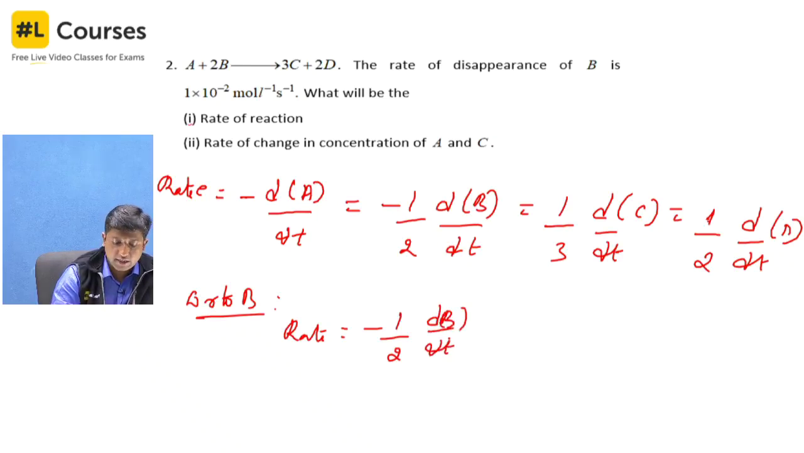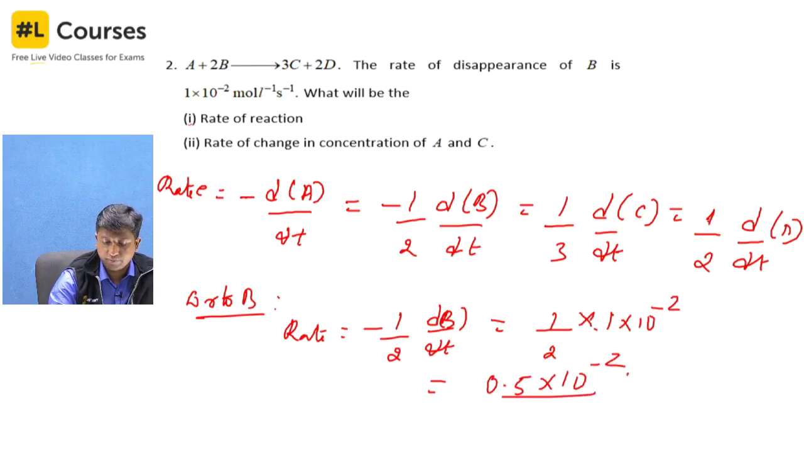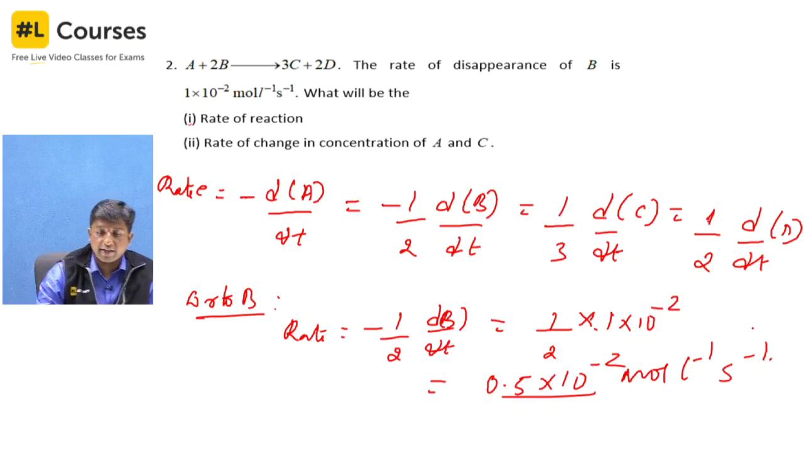that is the change in the concentration of B by dt, which will be equal to 1/2 here. Because the rate is negative, I can take it as positive 1/2 into the rate of disappearance of B they have given, that is 1 into 10 power minus 2 mole per liter per second. If we simplify this, then we are going to get 0.5 into 10 power minus 2 mole per liter per second. Students, this is the rate of reaction with respect to the reactant B. They have given the rate of disappearance of B.